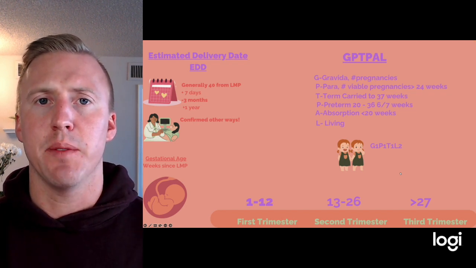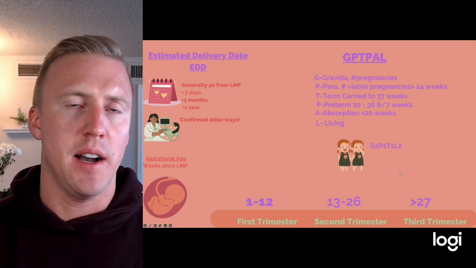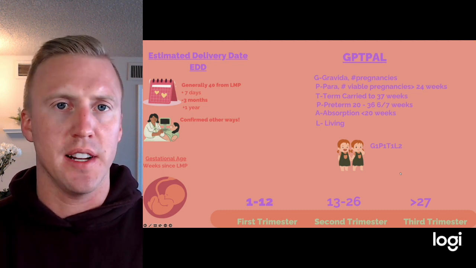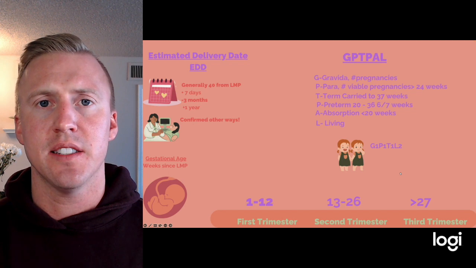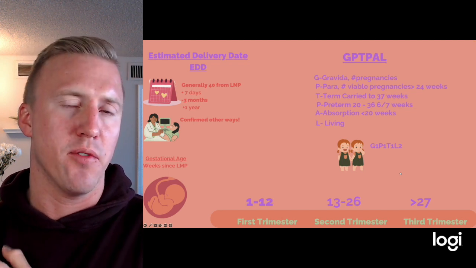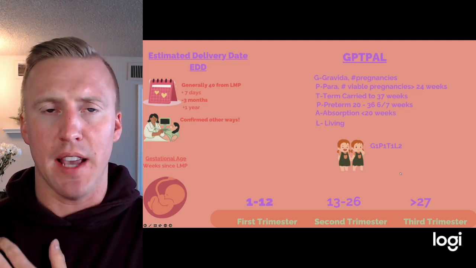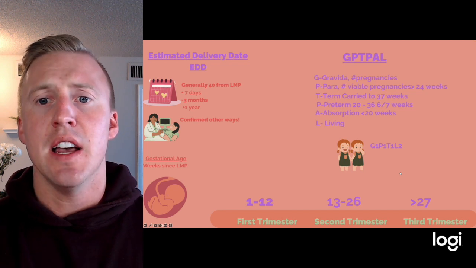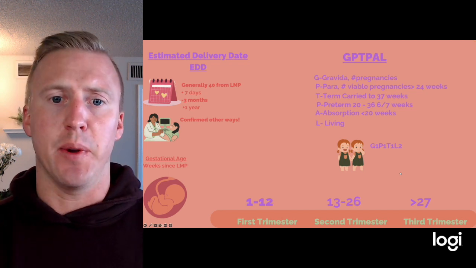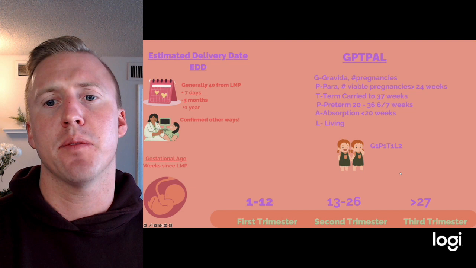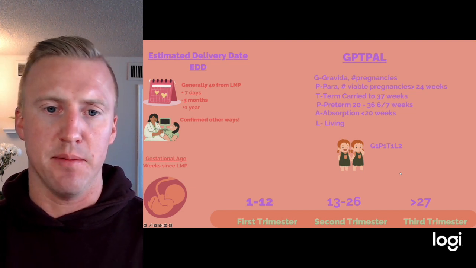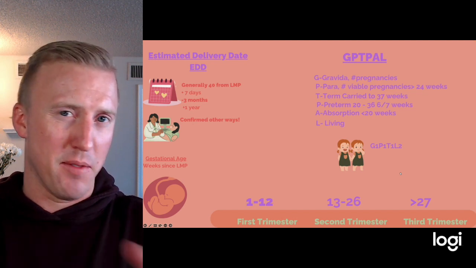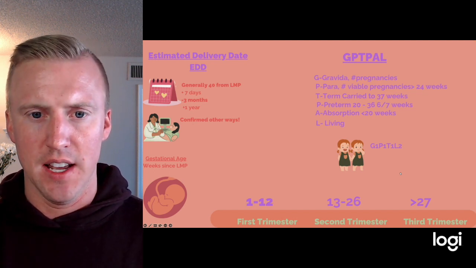So gravida is going to be the number of pregnancies they've had. Any pregnancies, anytime they've been pregnant, we're going to get a gravida. Para is going to be the number of viable pregnancies. So viable really we say is above 24 weeks. Term is going to be obviously term. So these are pregnancies that are carried to about 37 weeks. Preterm is going to be anything from 20 to 36 weeks with 6 out of 7 days. Remember, usually preterm is really everything before 37 weeks, relatively.